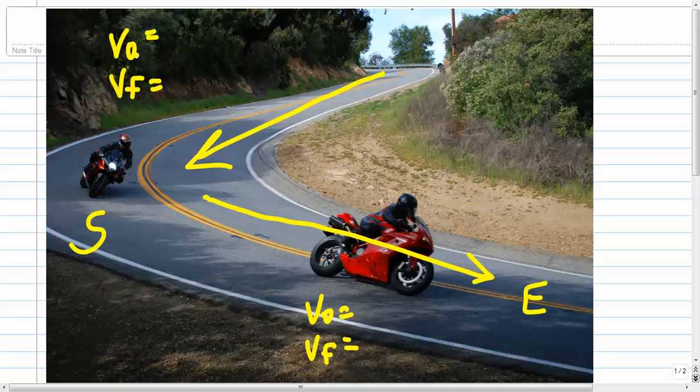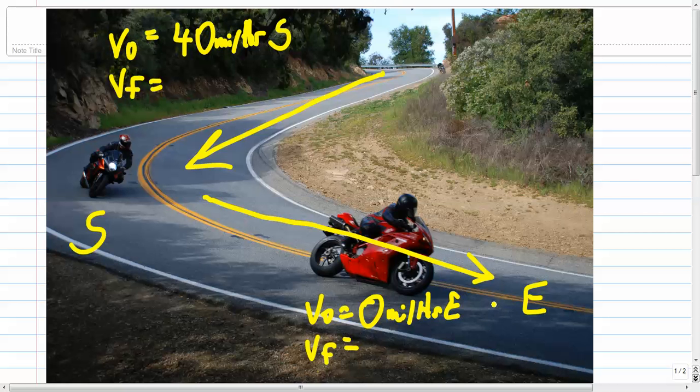So what we're going to say, their velocity original, when they were up here, their velocity original was 40 miles per hour to the south. Okay, that means their velocity original to the east was 0 miles per hour to the east. Do you understand that? As they're coming south, they're not going east. So their south velocity was 40 miles per hour, and their east velocity was 0 miles per hour. Okay, so let's move on from there.